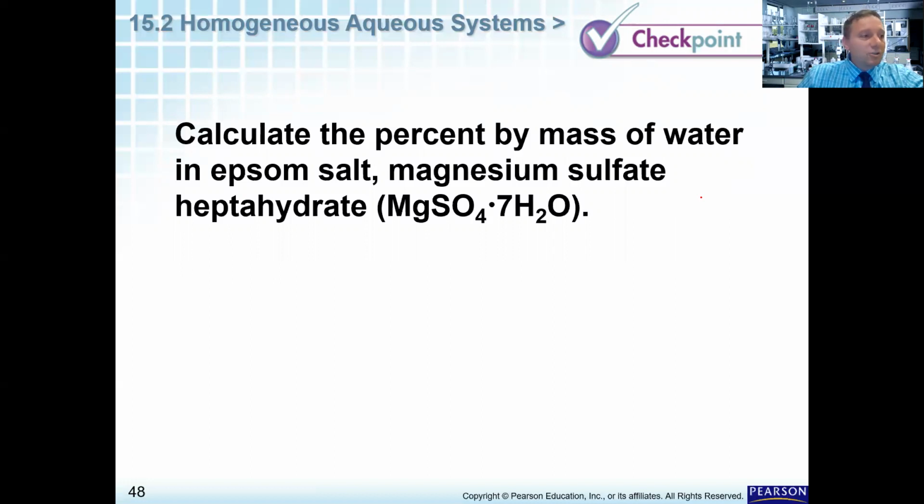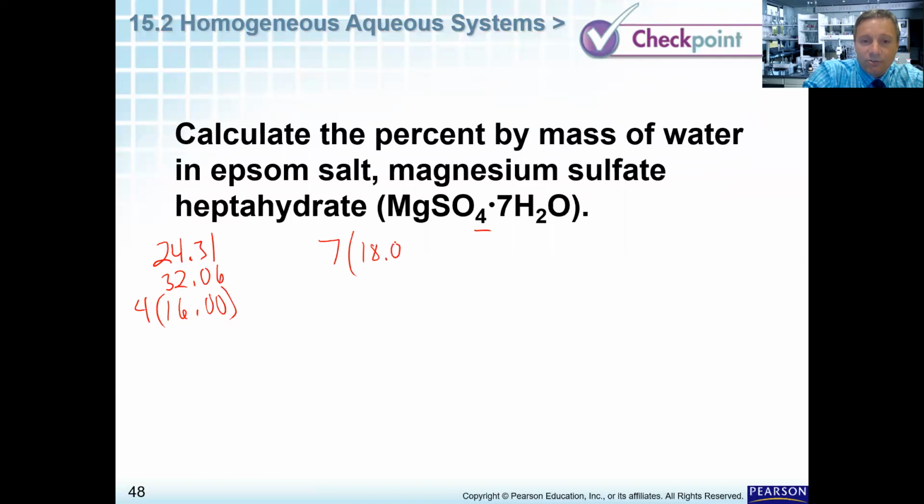All right, so let's look at this. Magnesium, we have 24.31. We have sulfur, 32.06, and oxygen is 16.00, and that's times 4 because there are 4 of them right here. And then we have the water times 7. So we're going to do the water over here. 7 times 18.02. We're going to be real specific on this.